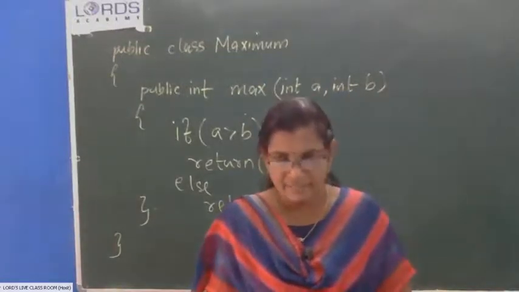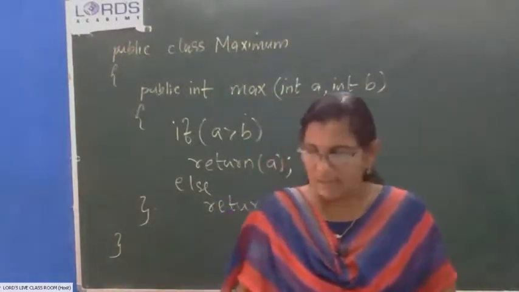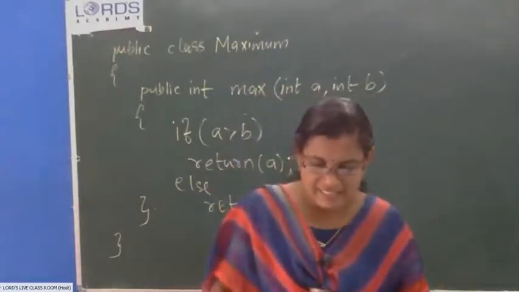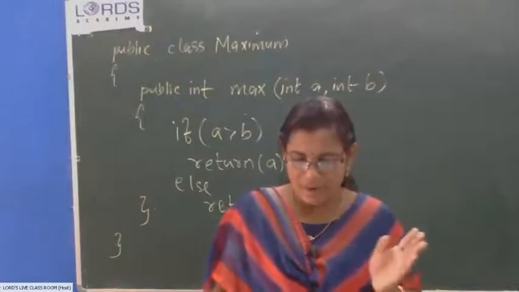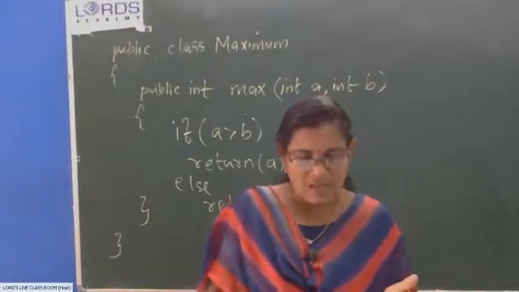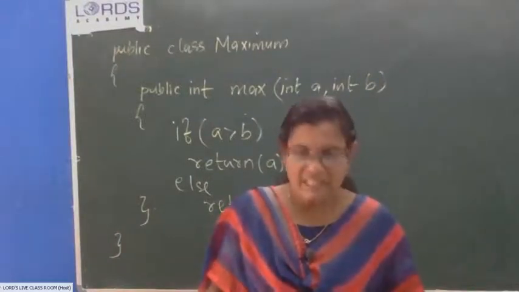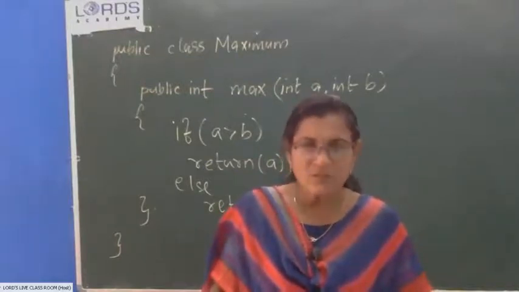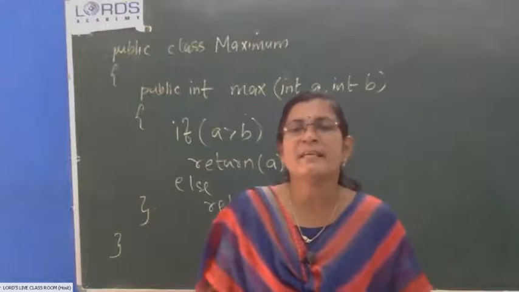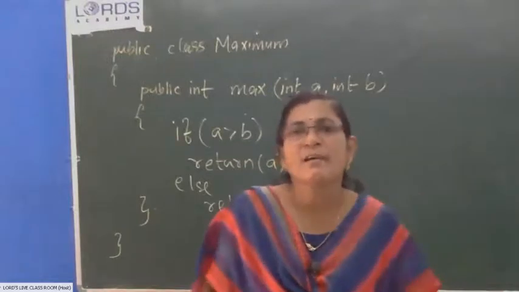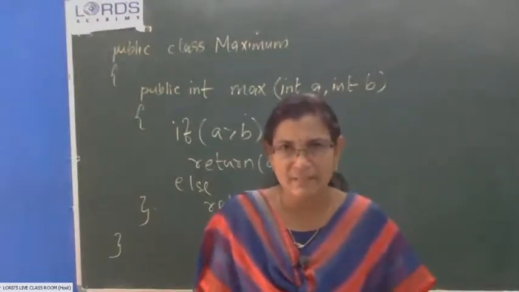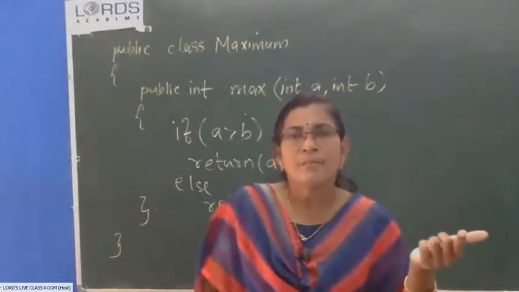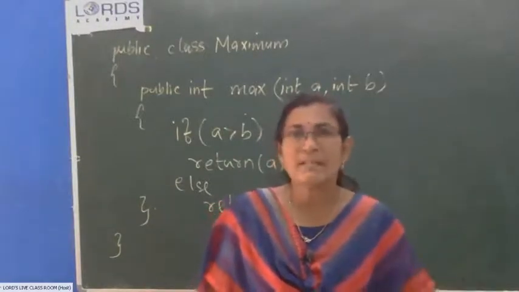The example given in your textbook is, let me go through the text. A method may contain several return statements. However, only one of them gets executed because the execution of the method terminates as soon as the return is encountered. Okay. So whenever a return statement is encountered, immediately control goes to the method call statement, from where this method is called. To that function, control returns back.